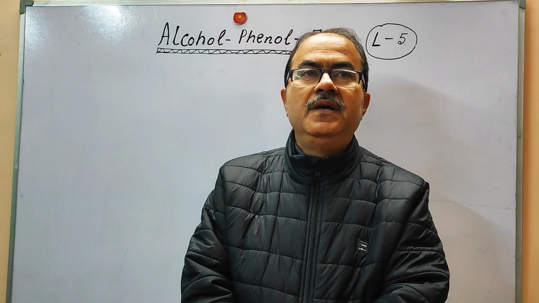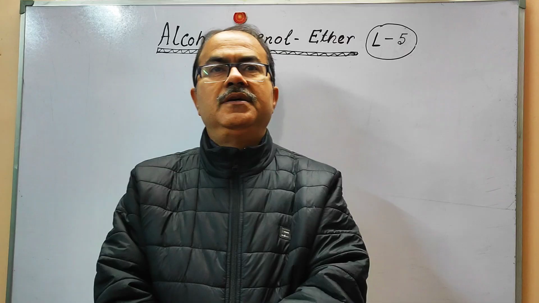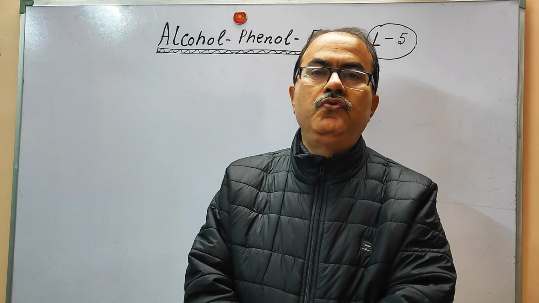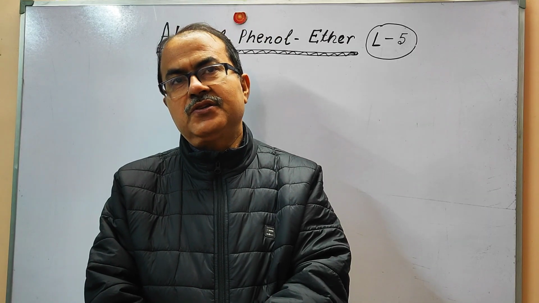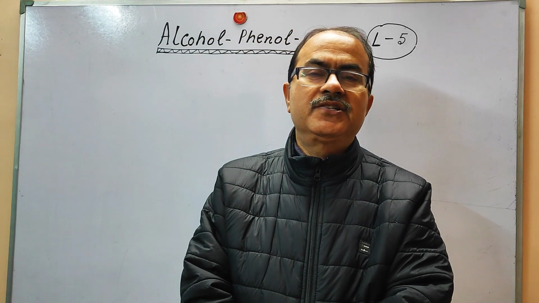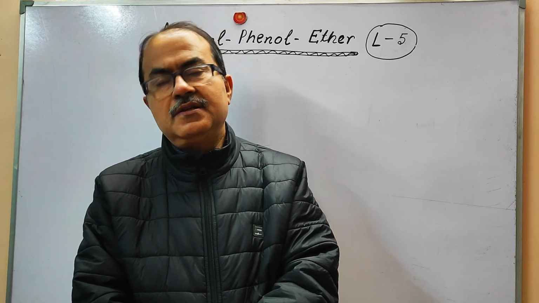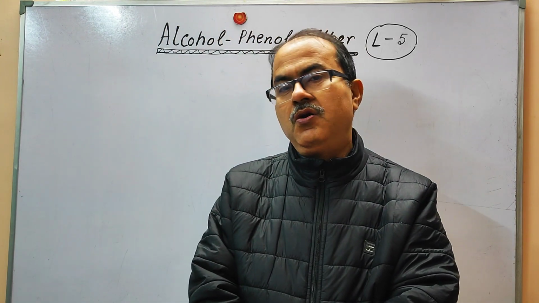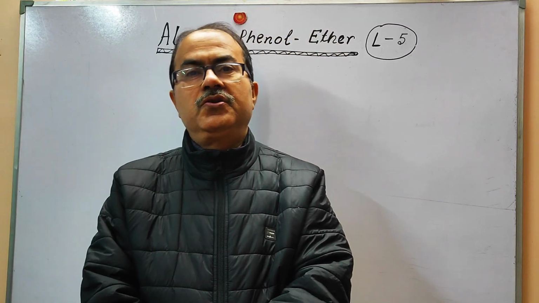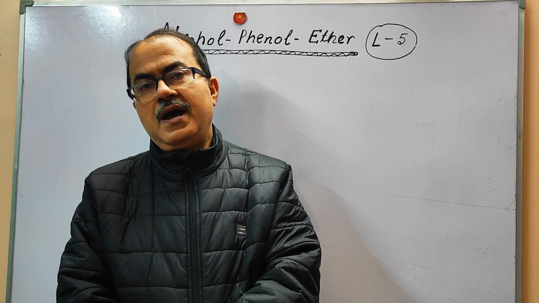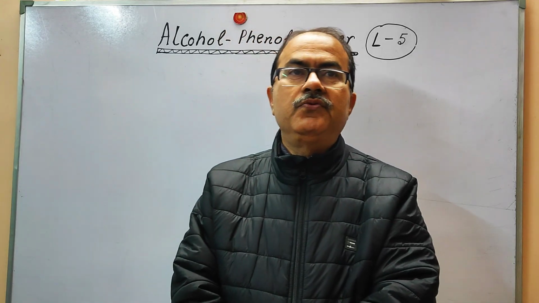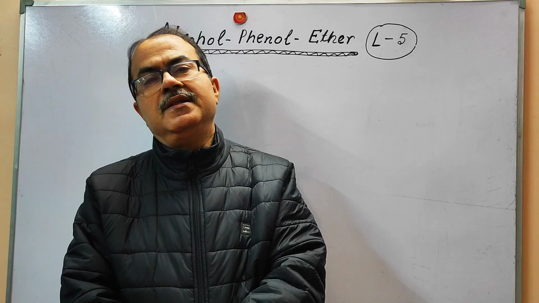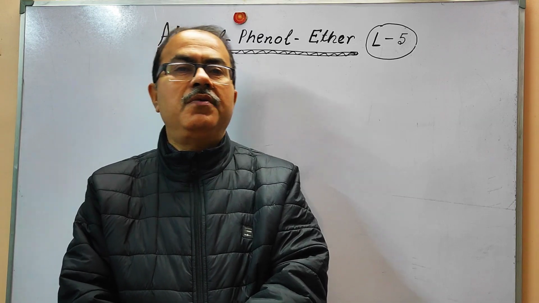In this chapter, in this lecture, we are going to discuss two very important things. First, we will discuss the identification of alcohol. Suppose one sample has been given to you and you have to identify whether this alcohol is primary alcohol, secondary alcohol or tertiary alcohol. At that time, what will we do? That we will discuss in this lecture. And second, we are going to discuss the preparation of phenols.